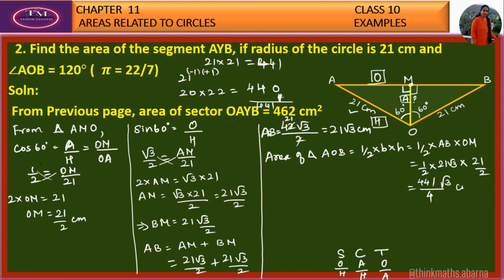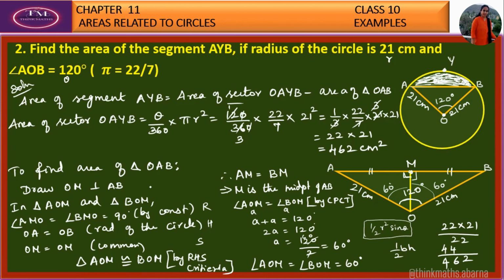So this is the area of triangle AOB. So what we have to find out? We have to find out the area of the segment AYB. So what is the formula? Let me go to the previous page. Area of the segment AYB is equal to area of sector minus area of triangle. So we found out the area of the sector as 462. In the next page, we found out the area of triangle AOB.